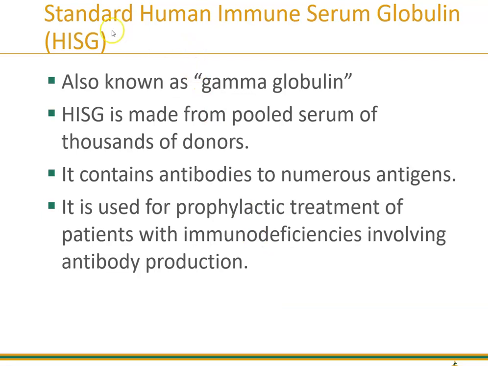So the IVIG, which is also called the standard human immune serum globulin, is a type of gamma globulin, and it's made from a whole pooled amount of serum from thousands of donors. It contains antibodies to multiple antigens out there. So it can be used prophylactically for patients that are immunodeficient.